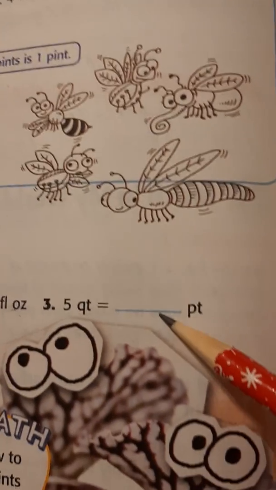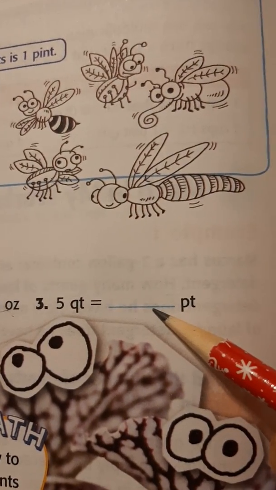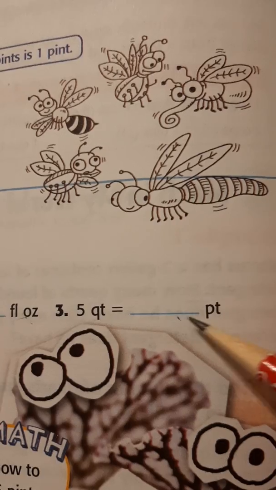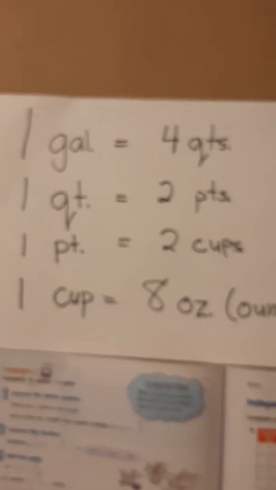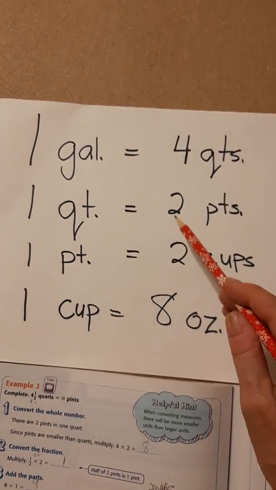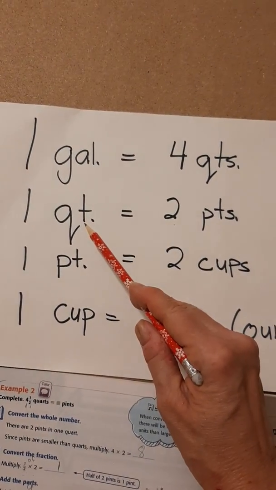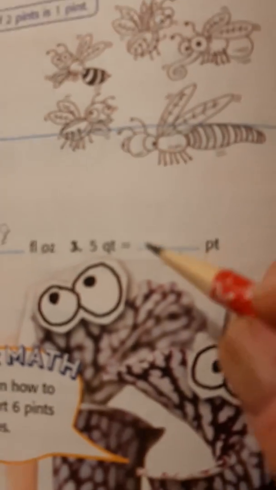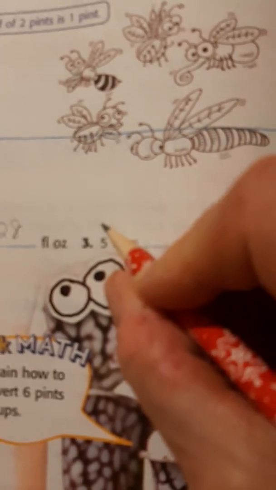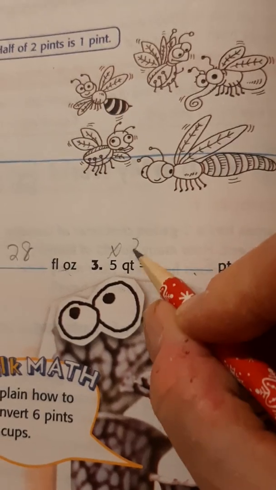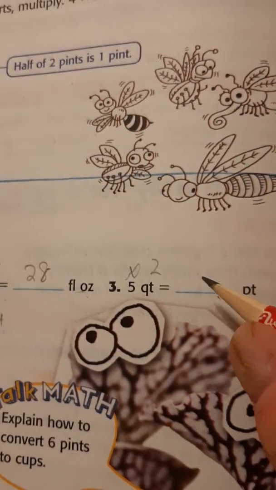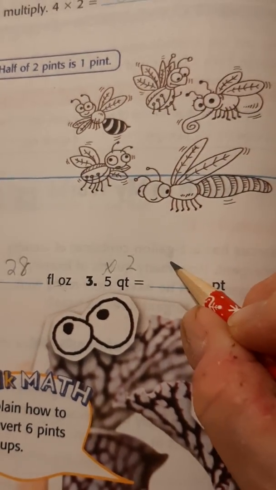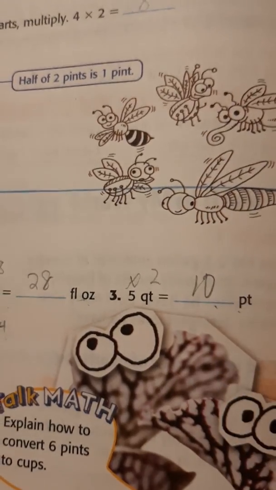Do this one by yourself. 5 quarts equal how many pints? Remember, look at your chart. 2 pints in 1 quart. So you're going to multiply by what? Write it here. Times 2. And that's going to equal what? Good, 10 quarts, 10 pints, sorry. All right, now let's look at these charts.